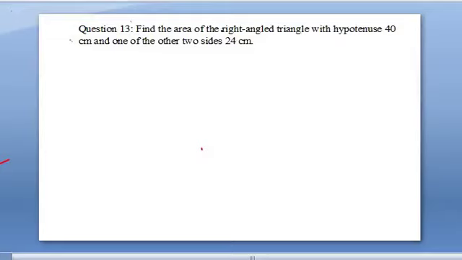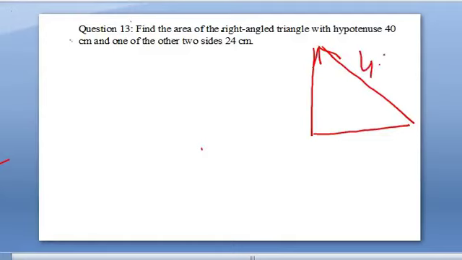Find the area of a right angle triangle with hypotenuse 40 centimeter. That is a right angle triangle, we can draw now. In the right angle triangle, this is the hypotenuse, given as 40 centimeter. One of the other two sides is given as 24 centimeter. Based on the Pythagorean theorem, with this 90 degree, we can find out BC.